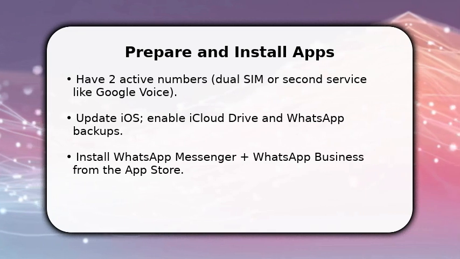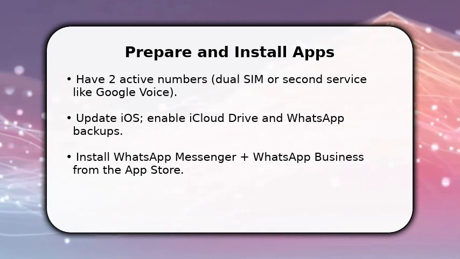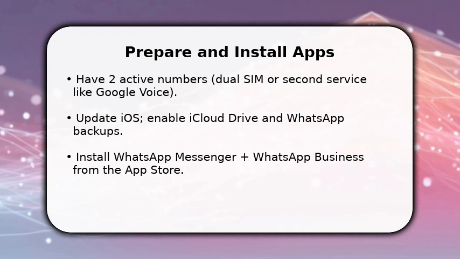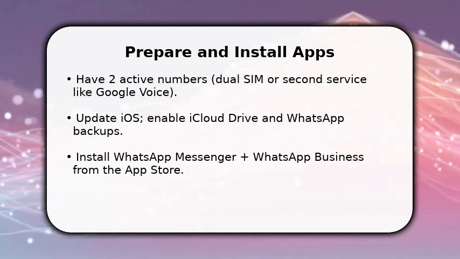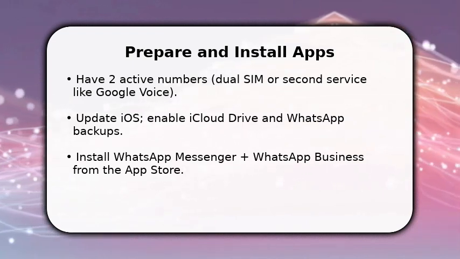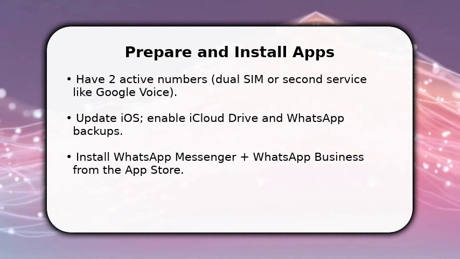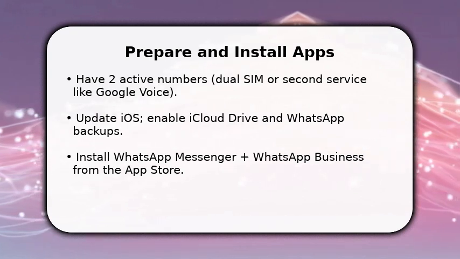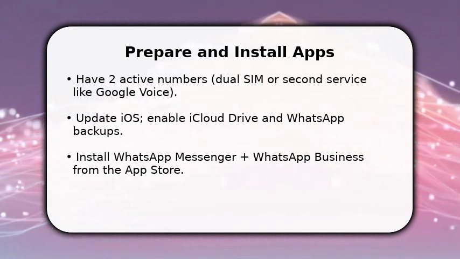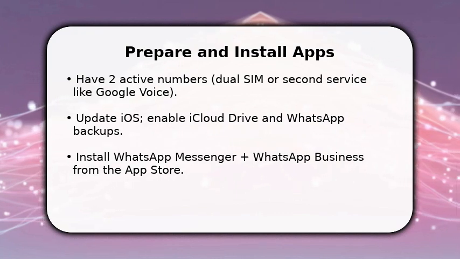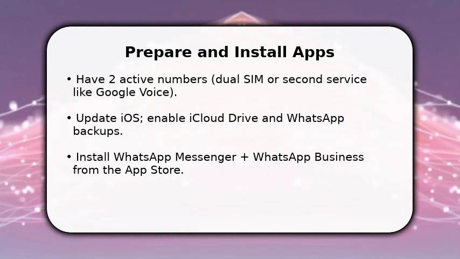Now install WhatsApp Messenger and WhatsApp Business, one app per account, because iPhone prevents 2 identical accounts in the same app. After installation, open the first app and verify the first number, then open the second app and verify the other number. This parallel setup lets you run 2 WhatsApp identities on one iPhone.